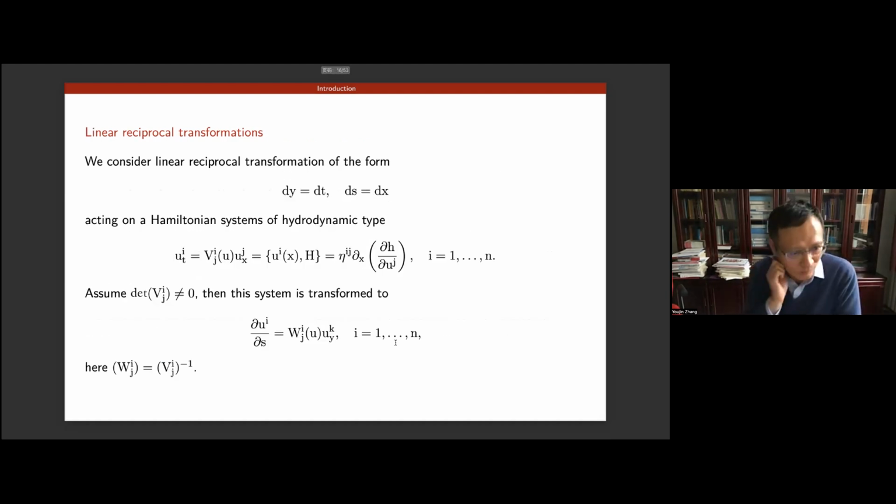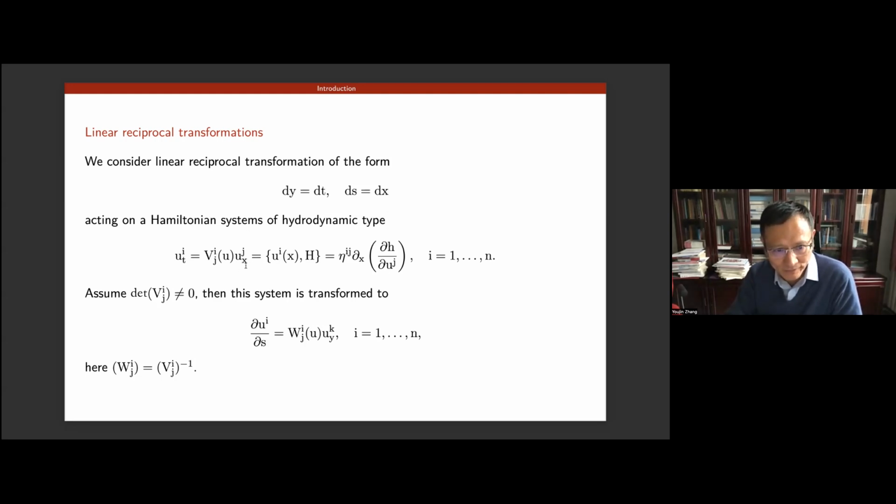And now let's turn to the consideration of so-called linear reciprocal transformations. For a linear reciprocal transformation, we can consider the simplest one, that exchanges the spatial and time variables for a Hamiltonian system. So if we are given a Hamiltonian system of hydrodynamic type, then let's exchange these. We can take t, the time variable, as the spatial variable, and x as the time variable.